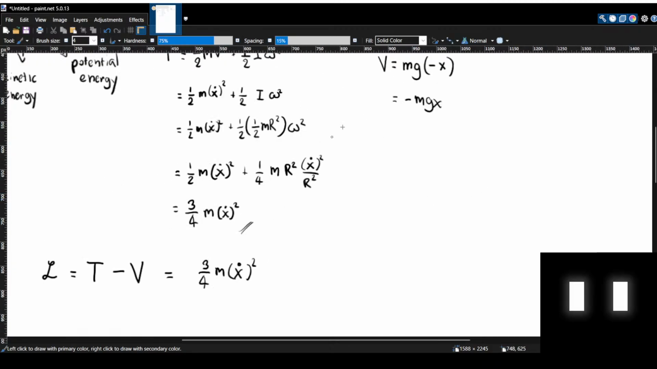And this is subtracted by minus mgx. So the minus here becomes plus. So it's going to be plus mgx. Alright.